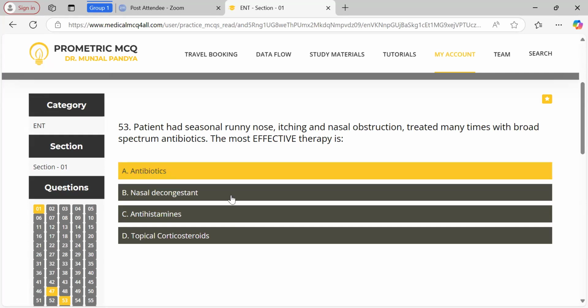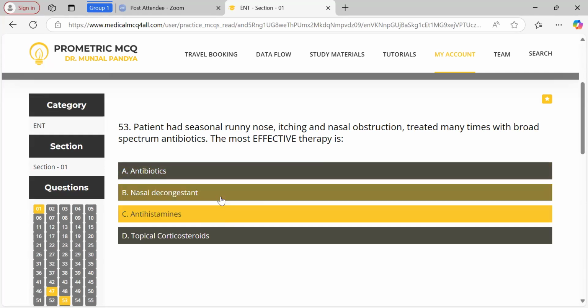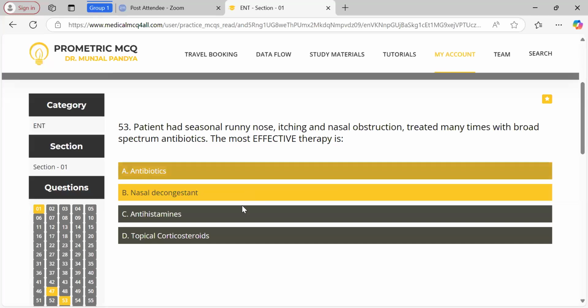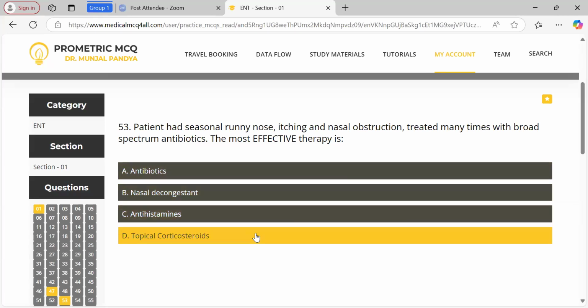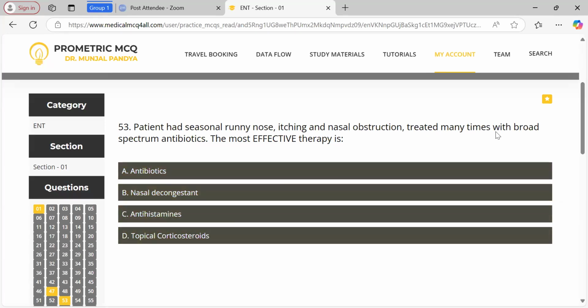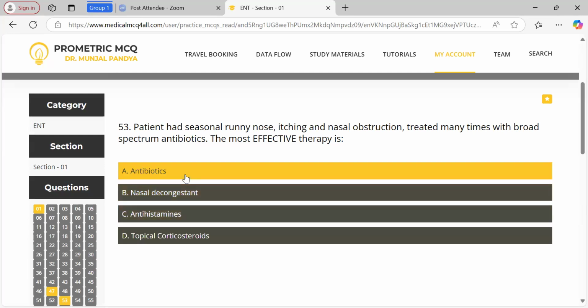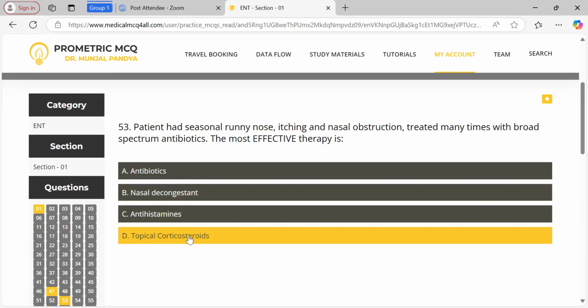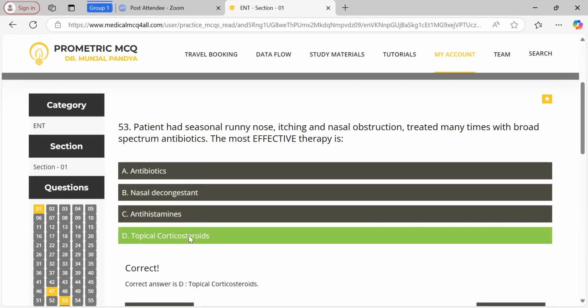Many times treated means he is already getting this, so still it is not relieved. Yes, ma'am. Many times treated with broad spectrum antibiotic means this given antibiotic also tried. Antibiotic actually is not needed, but it is given. Still it is there. Means if it is a long standing disease, then topical corticosteroids.